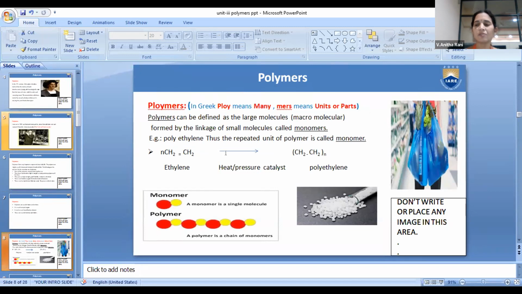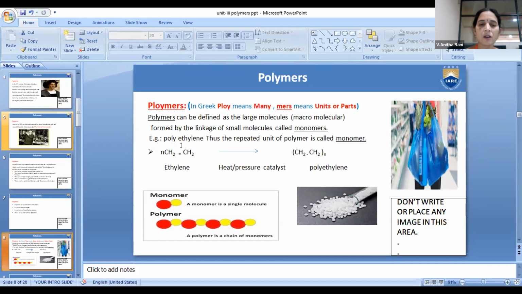So we can know the definition of polymers. Polymers are large molecules. How are they formed? The large molecules are formed by linkage of small molecules. We are linking small molecules together and we get the polymer. The small molecules are called monomers.